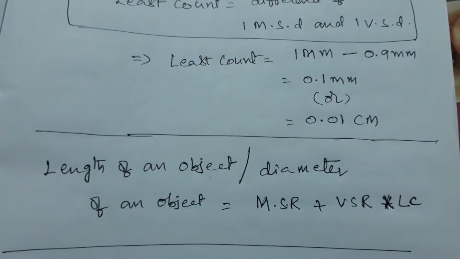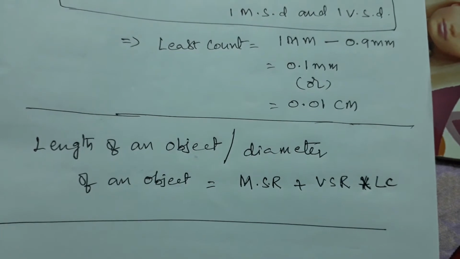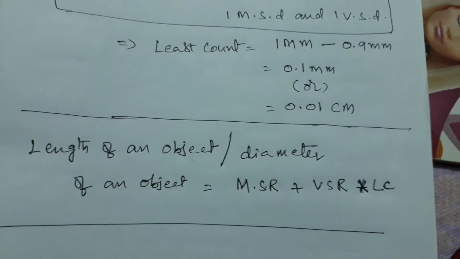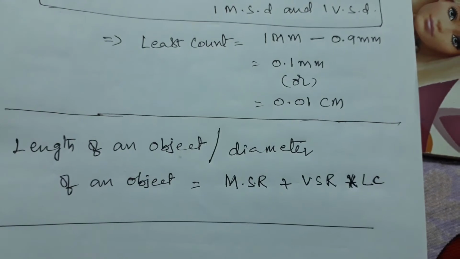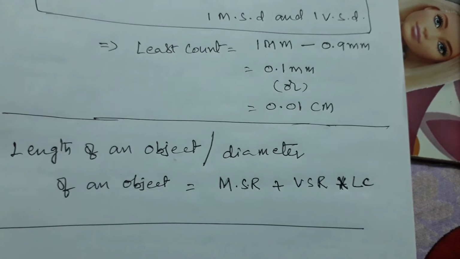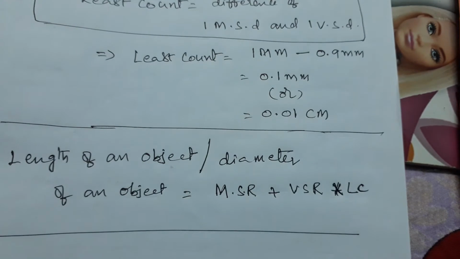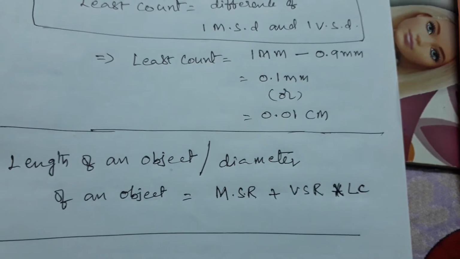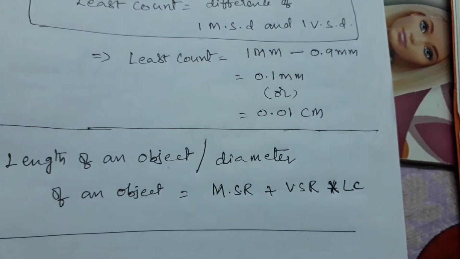Now, how to find the length of an object? There is a formula. The length of an object, or the diameter of any spherical or circular object, is MSR plus VSR into least count. Here MSR is the main scale reading, VSR is the Vernier scale reading, and the least count of Vernier calipers is already found: 0.1 millimeters, or 0.01 centimeters.